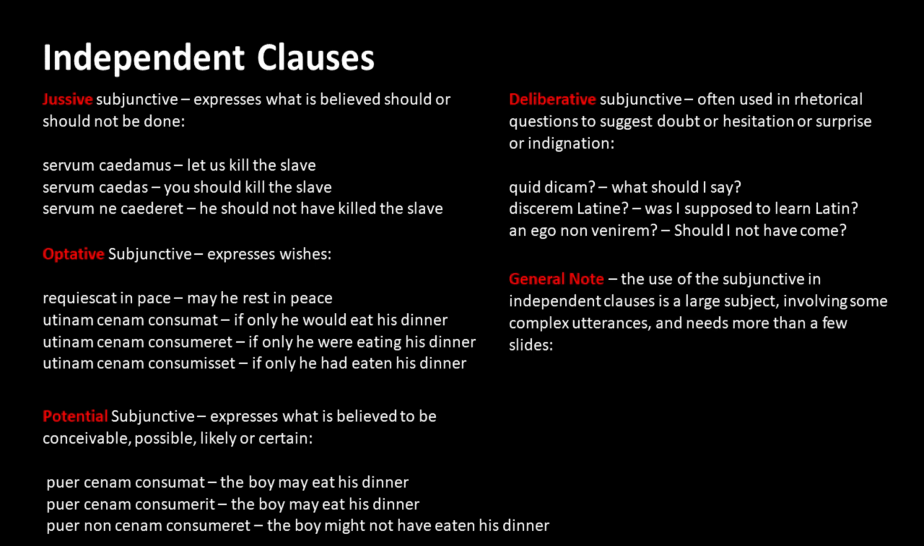Following from this, here's the general note. The use of the subjunctive in independent clauses, that is, the use of the subjunctive as the main verb in a sentence, is a large subject. It involves some utterances rather more complex than the ones I have given here in this table. It needs more than a few slides. Look at these examples, which I will leave you to translate for yourselves.